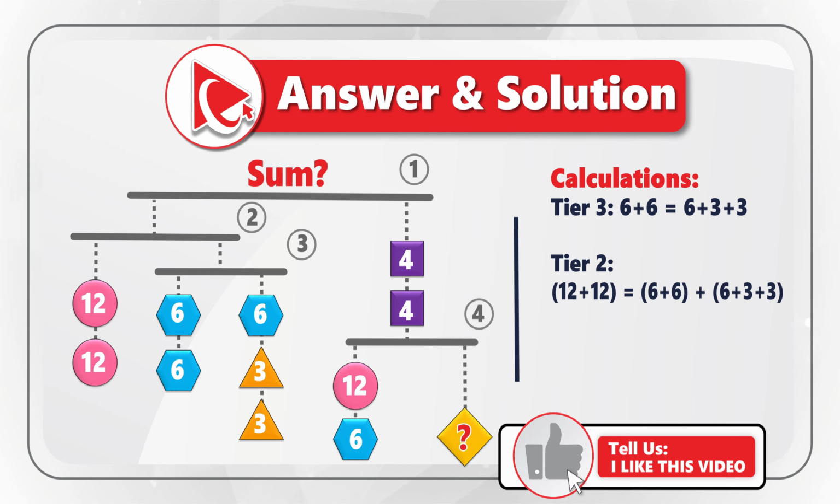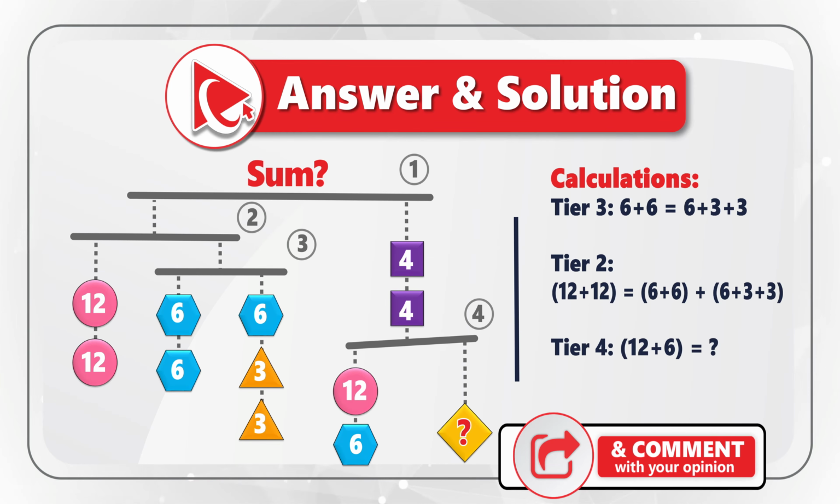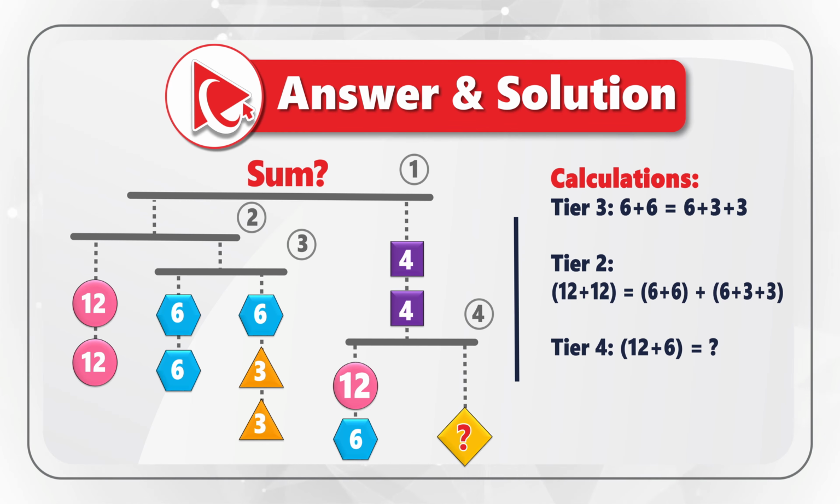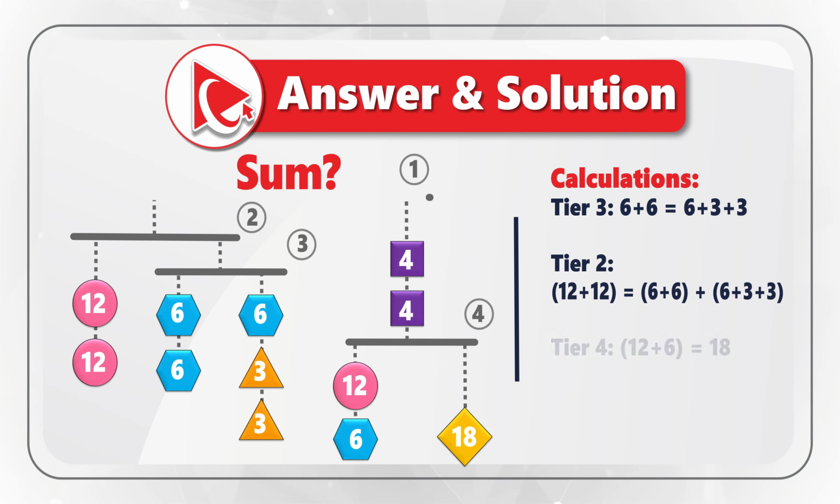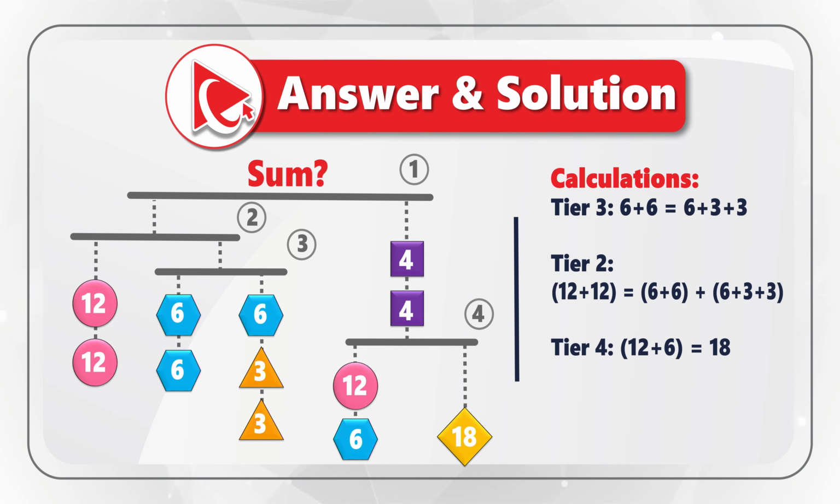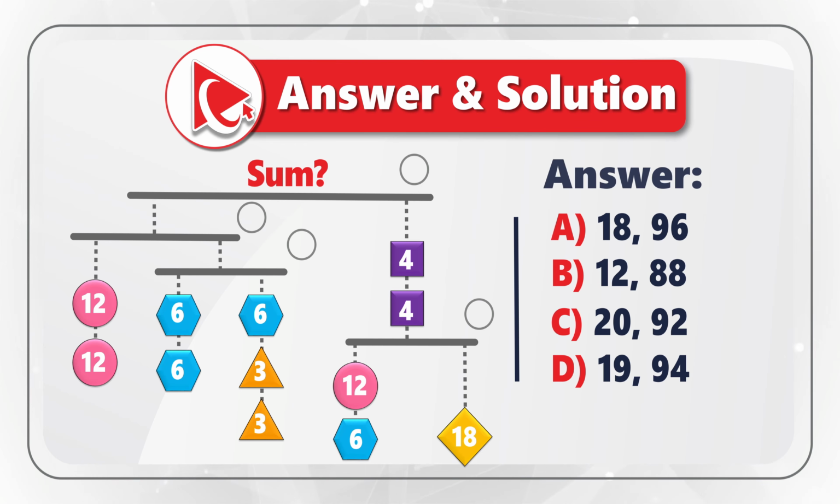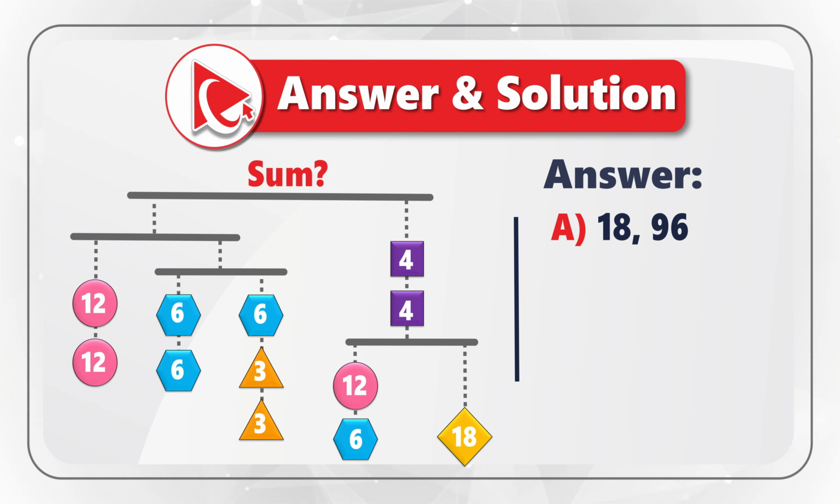Now, knowing this logic, we can calculate the missing value on Tier 4. Because Tier 4 needs to remain in balance, the value of 12 plus 6 should be equal to the missing value, which means that the missing value is 18. And the total sum will be calculated as the sum of all the numbers. The sum of tier 2 and tier 3 would be 24 plus 24 plus 48 on the right side of tier 1, which would equal 96. So the correct answer here is choice A, 18 and 96.